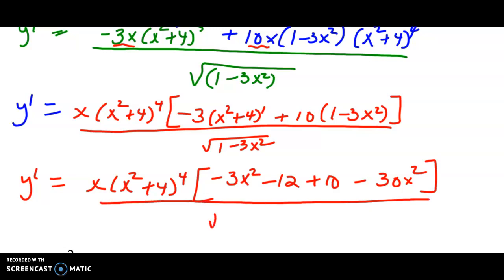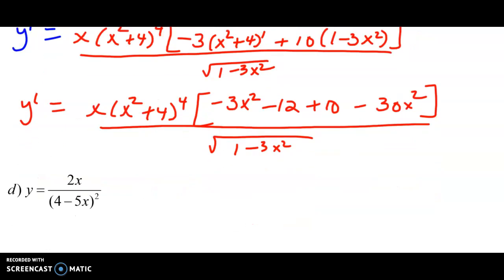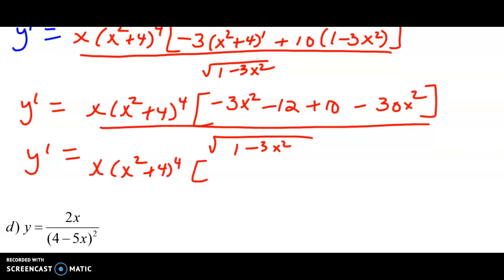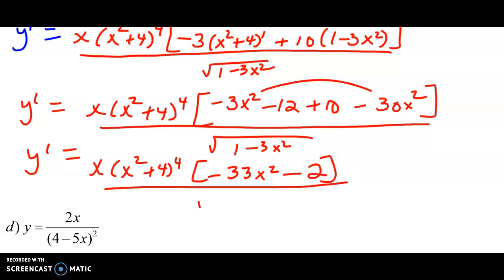And my last step is to just simplify that numerator. So the last term I'm going to have is x squared plus 4 to the 4. I know I have like terms, so I'm going to have negative 33x squared. I got subtract 2 with negative 12 and 10 all over the denominator. And that's the final answer.